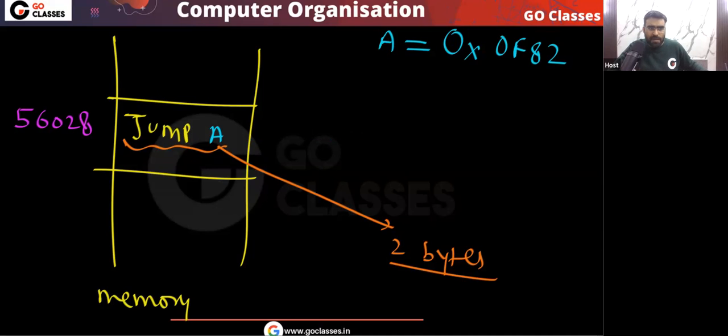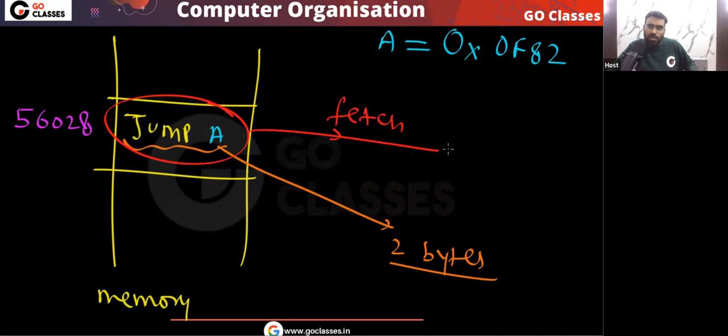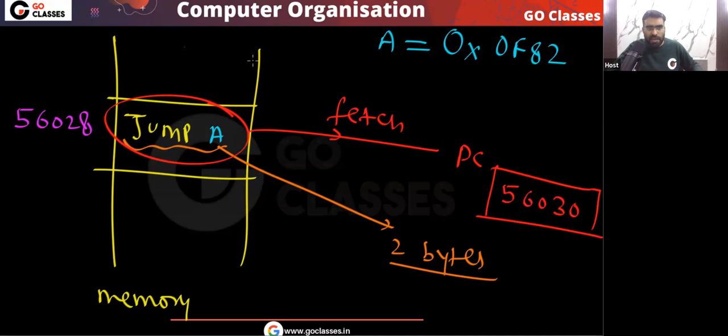When I fetch this instruction, now the PC will point to where? PC will have what address? PC will have 56030. This address PC will have, right? Yes or no? So very simple.